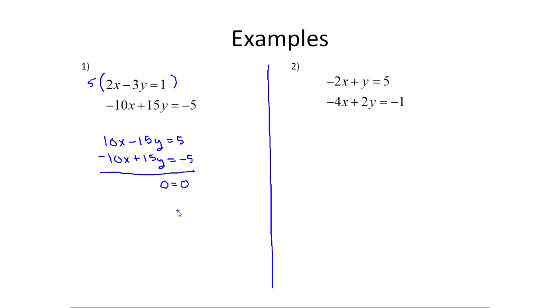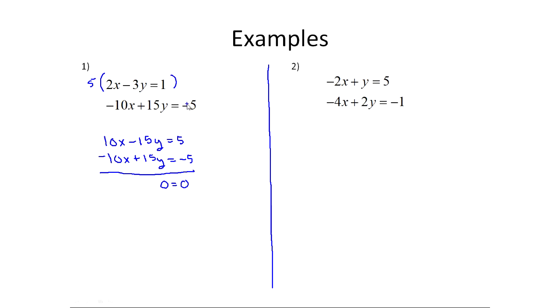It's not that impressive, right? It's not that useful to me. What this is saying is it's a tautology. It's something that's always true. 0 always equals 0. And this is an indication that these are actually the same line. What that means is that you have an infinite number of solutions. If you were to graph this, you'd get the same thing. And if you look really closely, we just saw it. This is actually the first equation times 5.